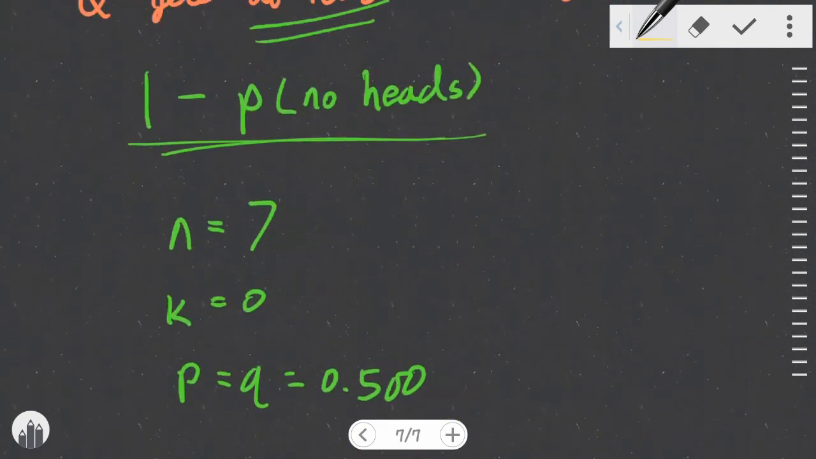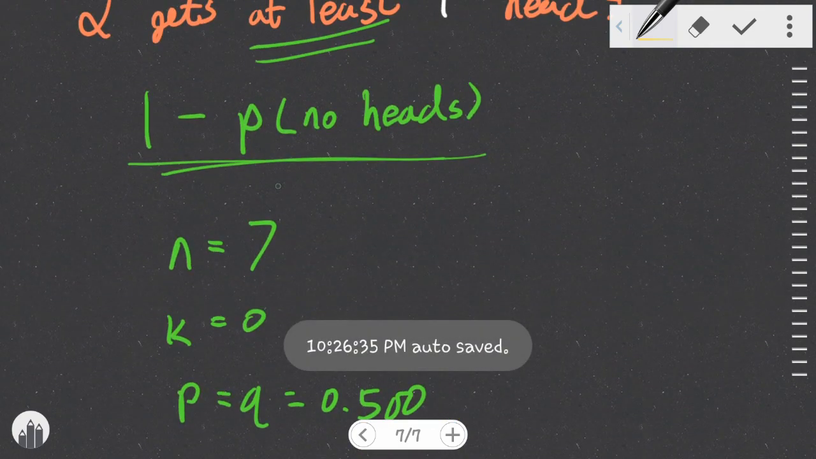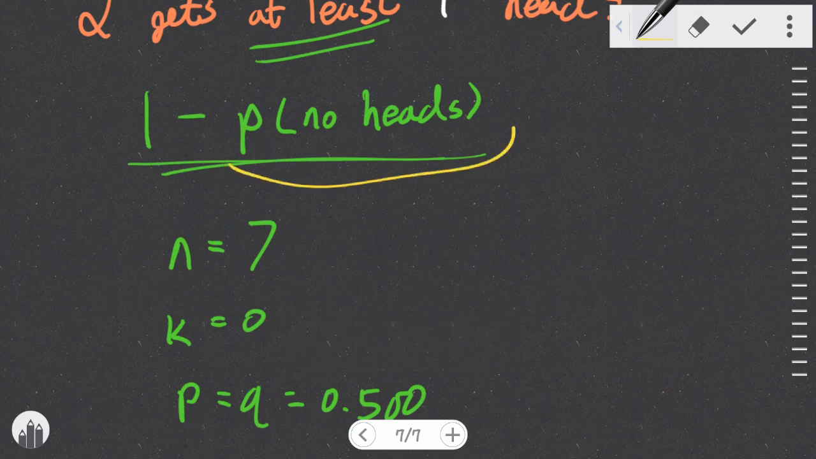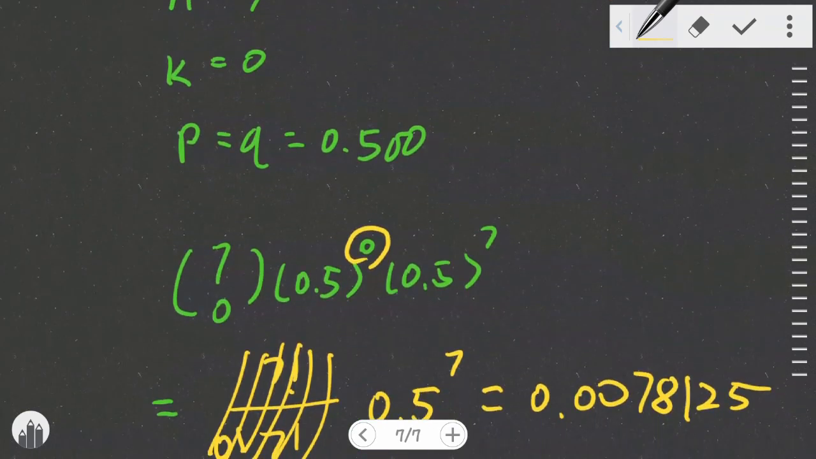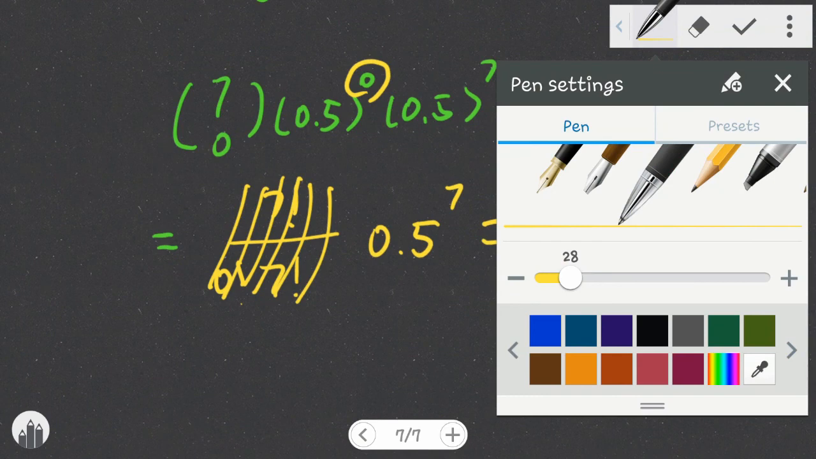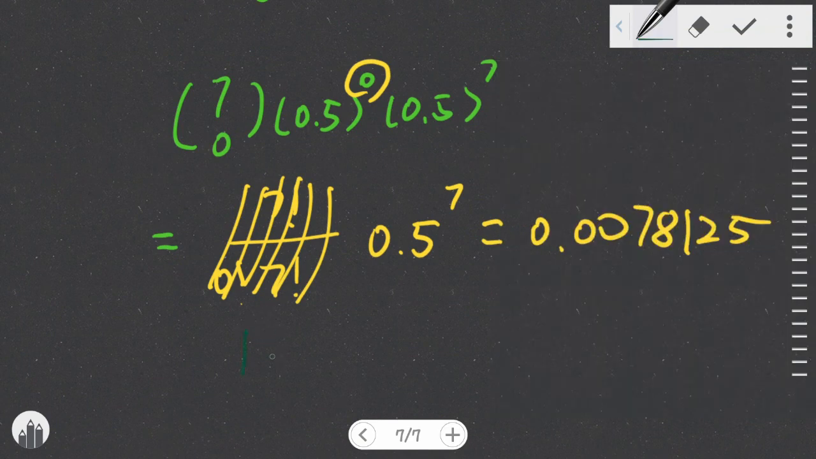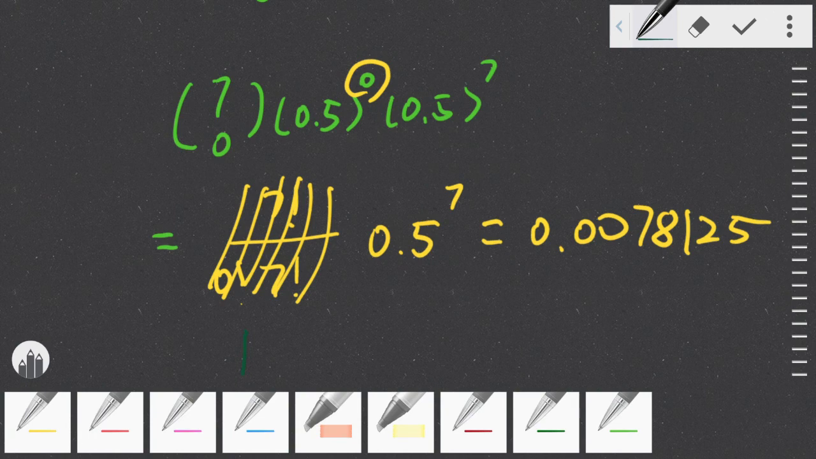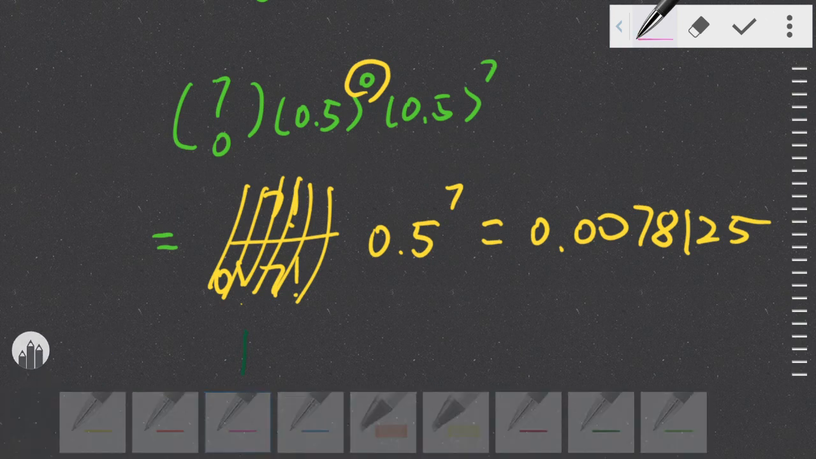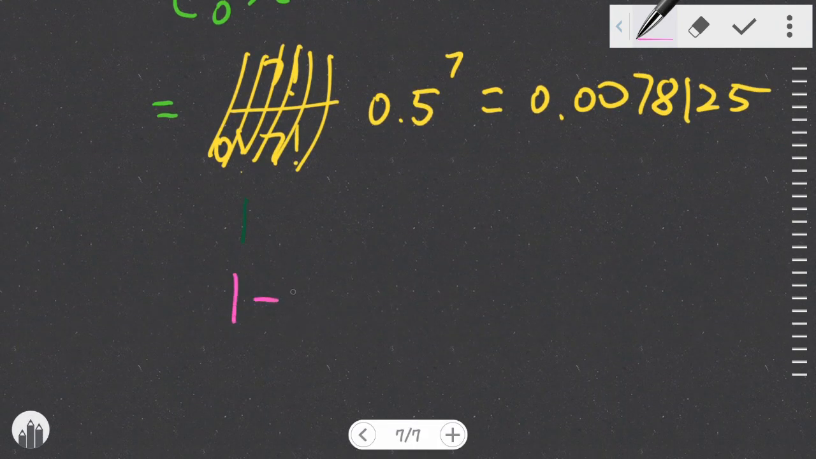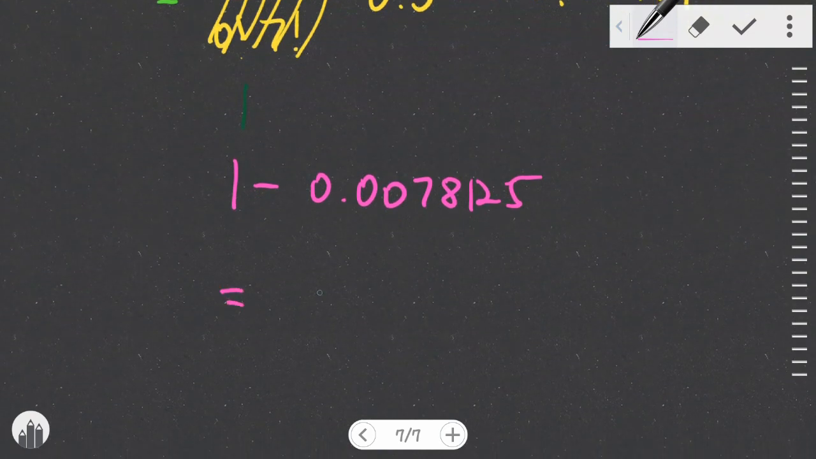Now to get our answer, we have to do 1 minus the probability of no heads. What we got here is the probability of no heads, which means we have to do 1. Oh, this is too dark. Let me change it to a brighter color. Pink would work well. 1 minus 0.0078125, which equals 0.9921875.